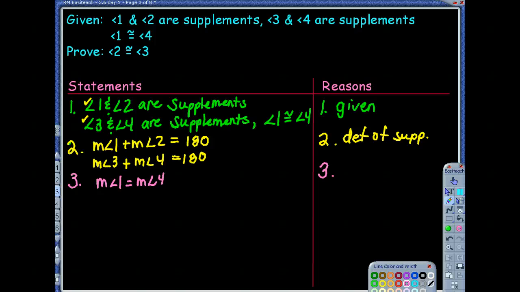If they're congruent, they're equal. So we use that. What's my reason? That would be definition of congruence. So I've used everything in the given. Okay, and now we've got steps 2 and 3 to work with.